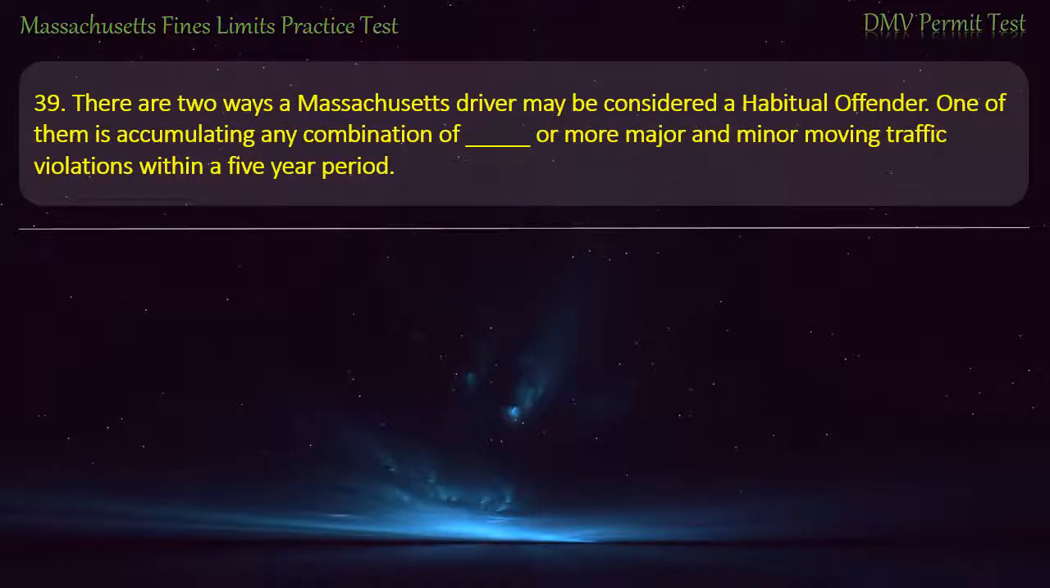Question 39. There are two ways a Massachusetts driver may be considered a habitual offender. One of them is accumulating any combination of or more major and minor moving traffic violations within a 5-year period. 9, 11, 12, 10. Answer: 12.